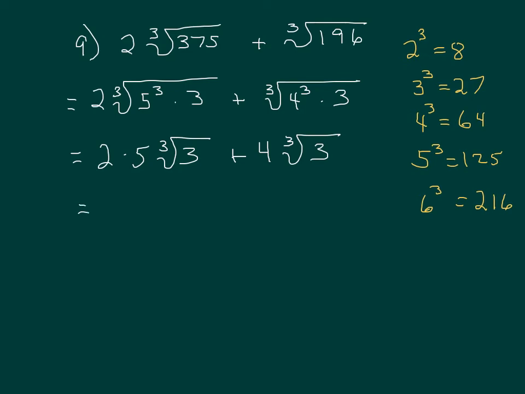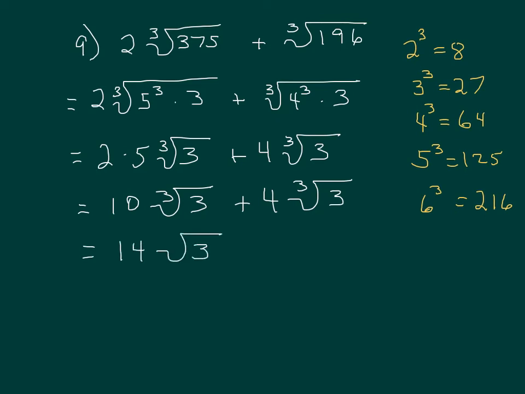Let's say that 2 times 5 is 10, and then you have 4. So 10 plus 4 is 14 cube root of 3. And that's the simplification for this problem.